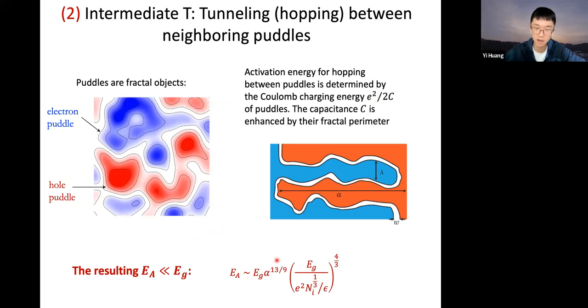Using some detailed calculation, we show that such charging energy, or the observed activation energy, is proportional to the band gap times some small prefactor. This results in an activation energy much smaller than the band gap in the intermediate temperature regime. And I should mention, we think that in most experiments, the conduction mechanism is related to this intermediate temperature regime.